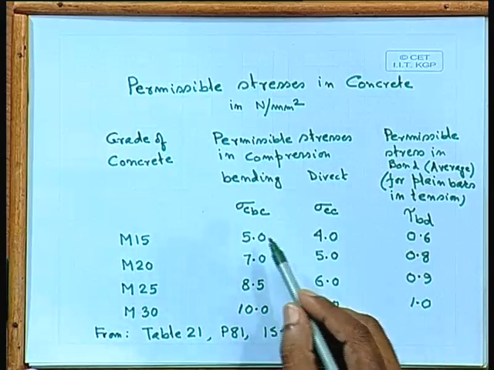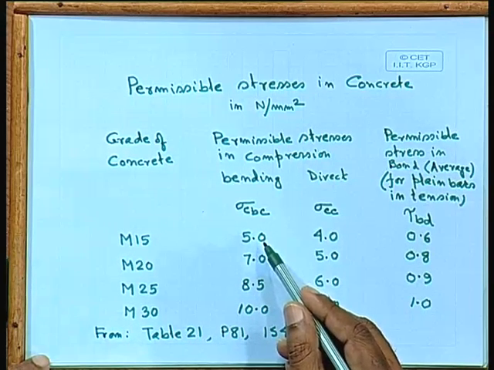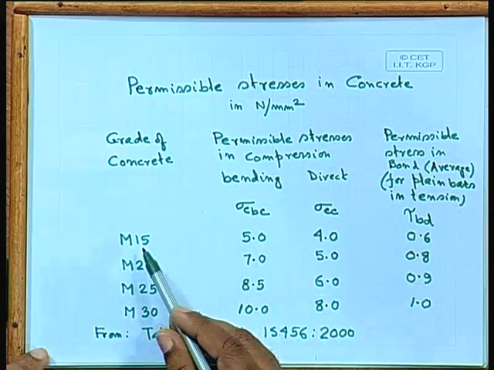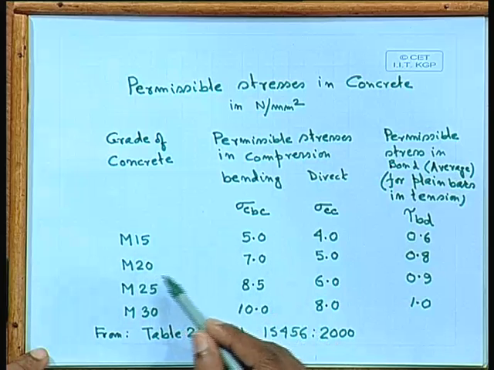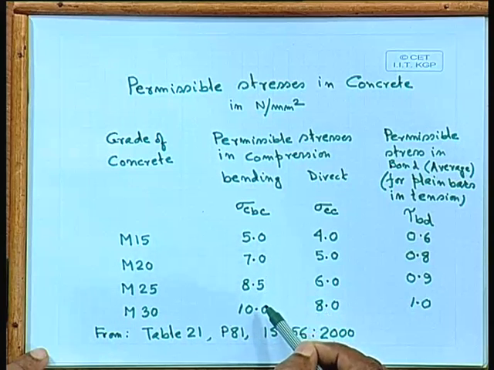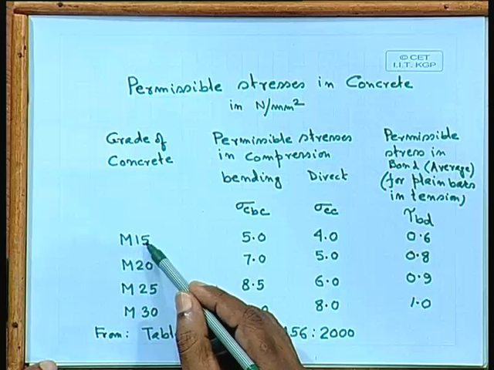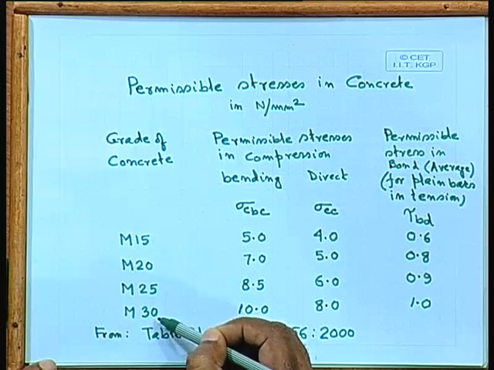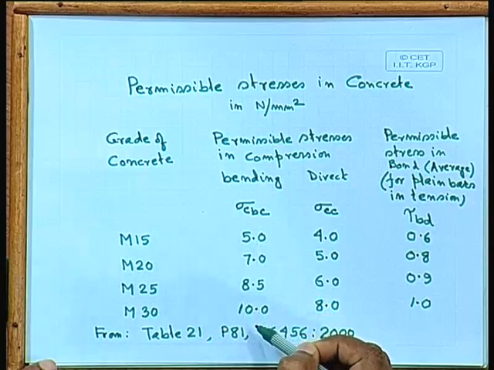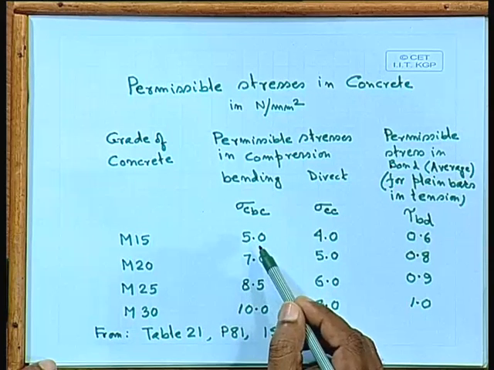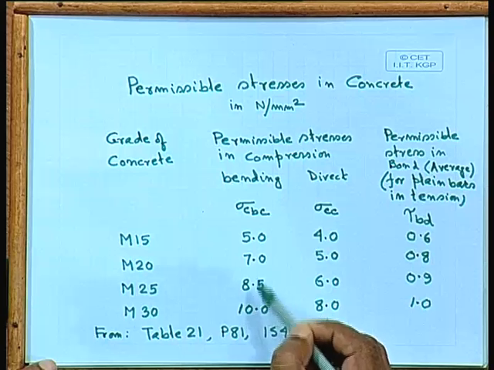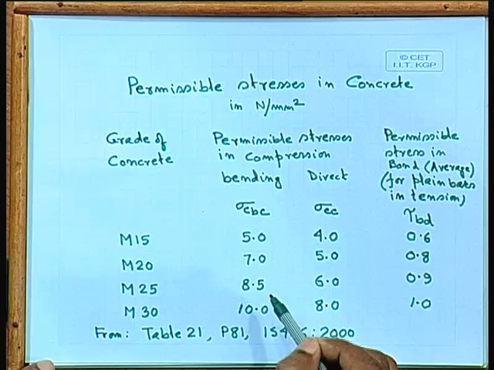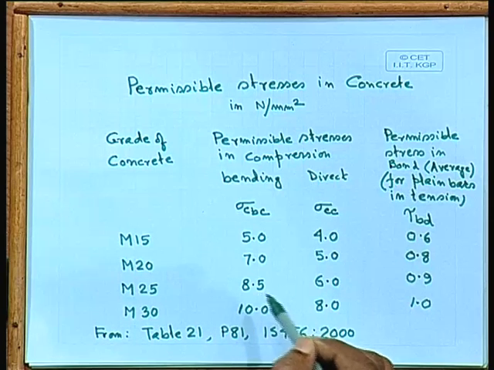You can see, I have told that the factor of safety is approximately 3. So you can see 15 by 3, 20 by 3, which is coming approximately the factor of safety 3. That means the cube strength here 15, 20, 25, 30, and you can get the corresponding bending compression in concrete almost 1/3. So we are considering that factor of safety 3, which I told in the very beginning.